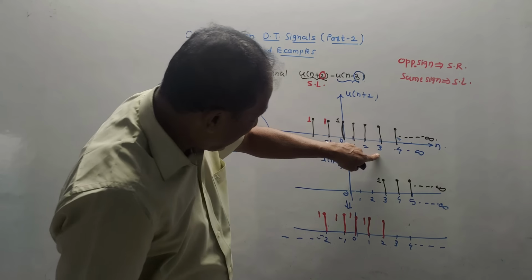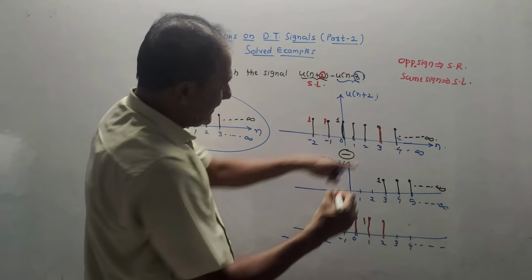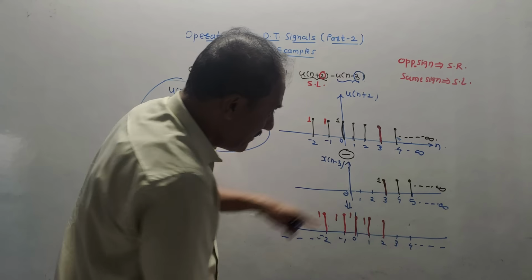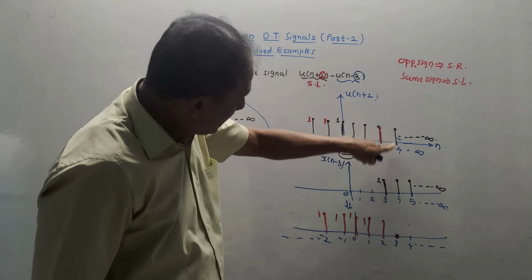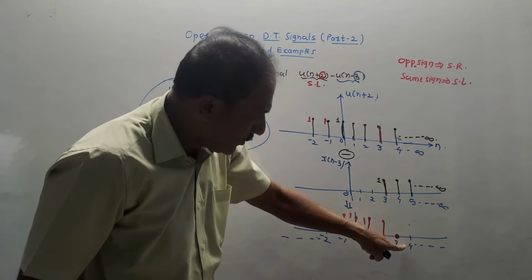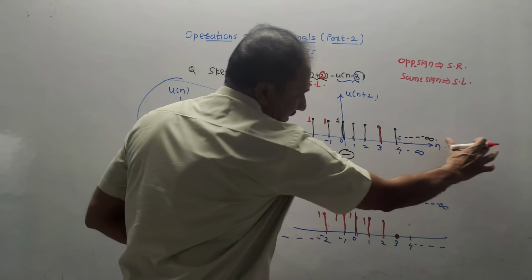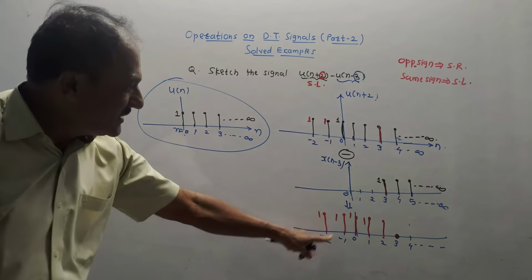Now at 3 this value is 1. I will use another color. At 3 this value is also 1, so 1 minus 1 becomes 0. So at 3 I will get 0. Same way, at 4 this is 1 and that is 1, so again you will get 0. Similarly at 5, at 6 up to infinity, everywhere this is 1 and this value is also 1, so it becomes 0. So this is the resultant diagram.